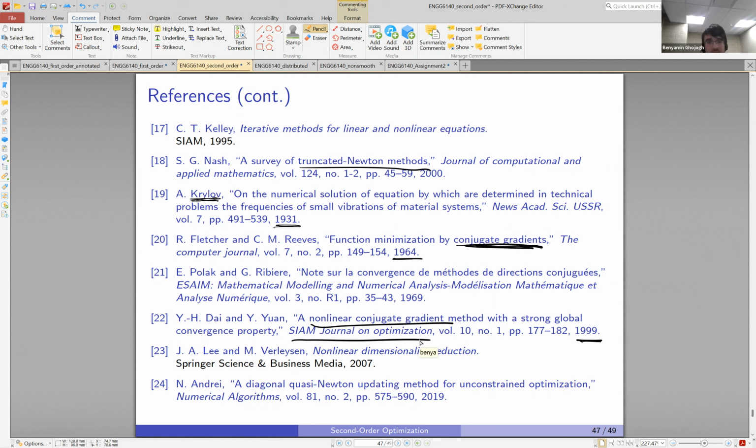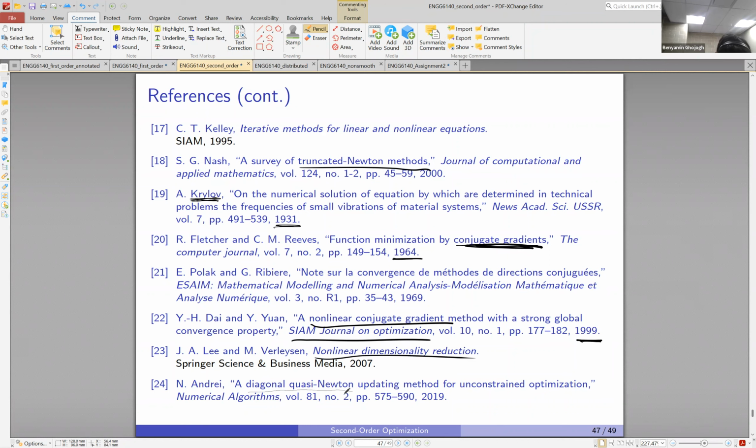As you see, we have several SIAM journals, and many of them are important for optimization. One of them is SIAM Journal on Optimization. One of them is SIAM Review. And here, nonlinear dimensionality reduction. Also, we use that. I think this is a good book on dimensionality reduction.